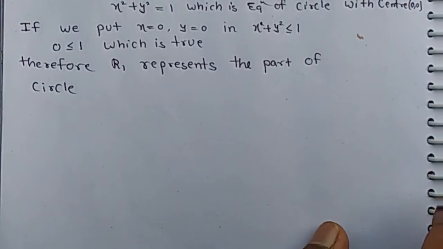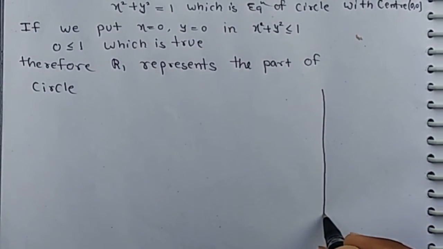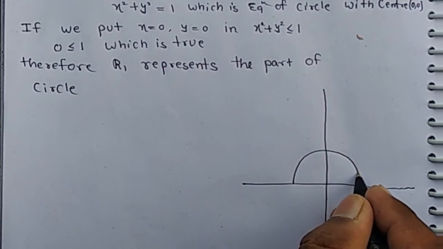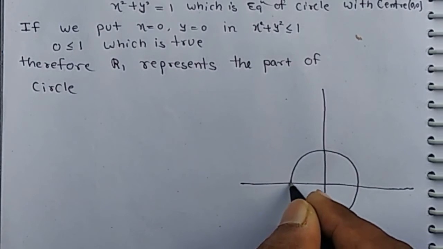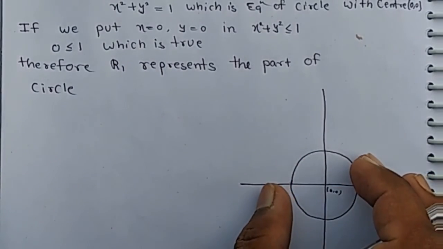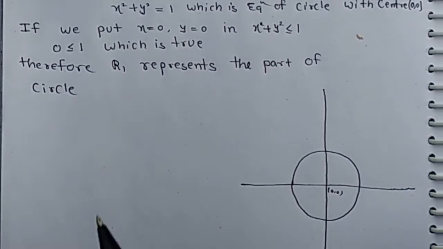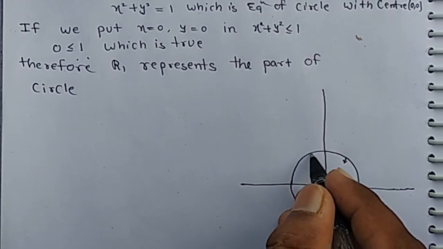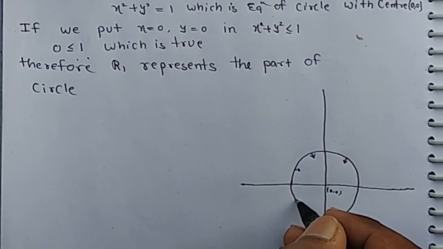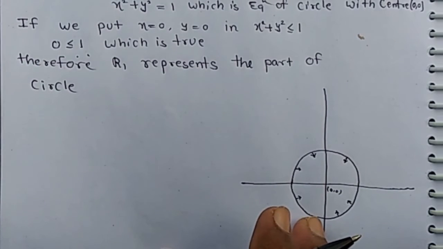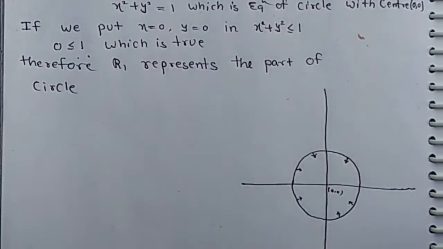Means if it is a circle with center (0, 0), then R1 satisfies the relation 0 is less than or equal to 1, which means R1 represents the interior part of the circle. So the solution set of x² + y² is less than or equal to 1 is this region, this interior region.